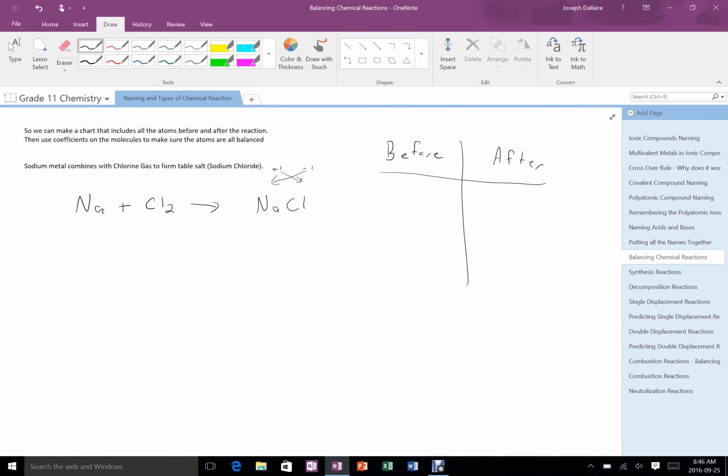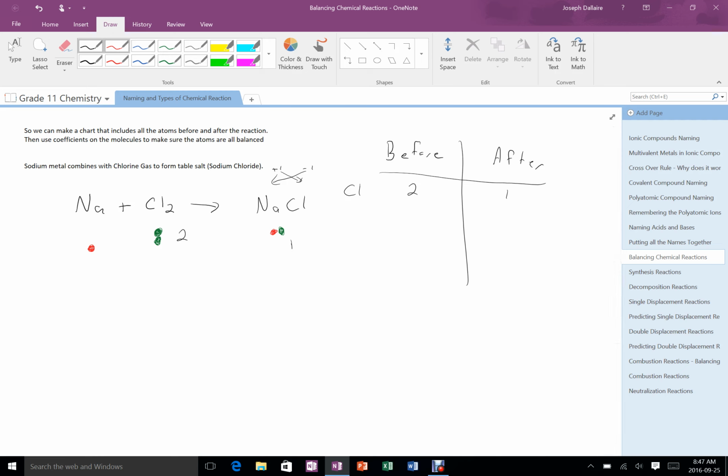Now, again, I'm just going to draw one more of these here. I had a sodium atom combining with 2 chlorines, the diatomic chlorine, to form sodium chloride. The problem is here I have 2 chlorines, 2 of these, and only 1 over here, so that's obviously not good. If I was thinking about chlorine, I have 2 to start and 1 here, and that means that we're not balanced, or it's not right.